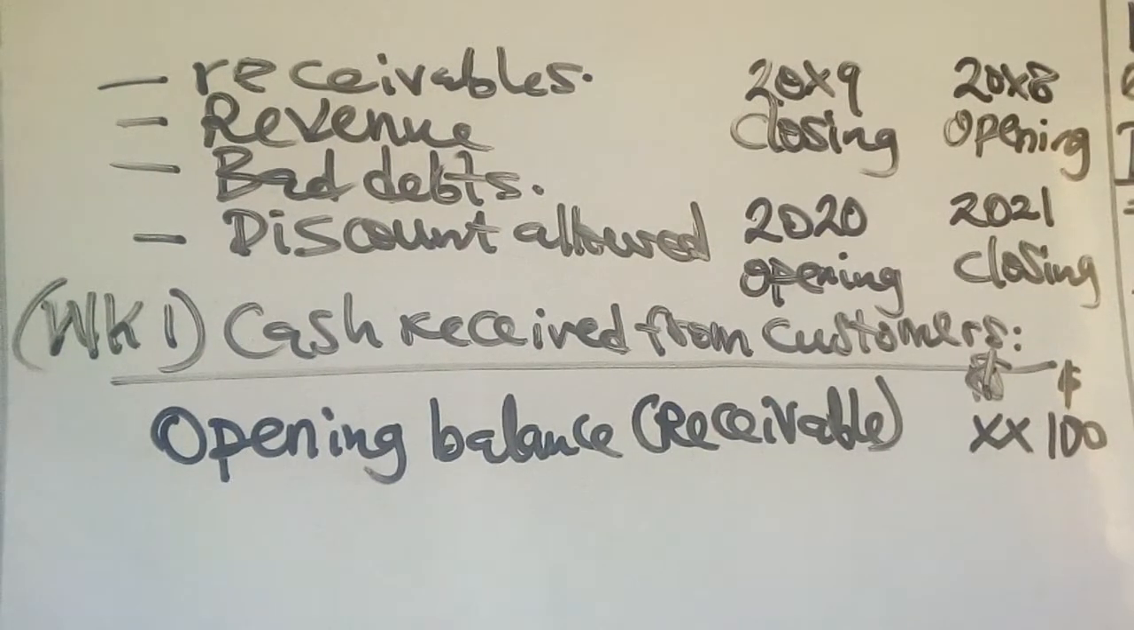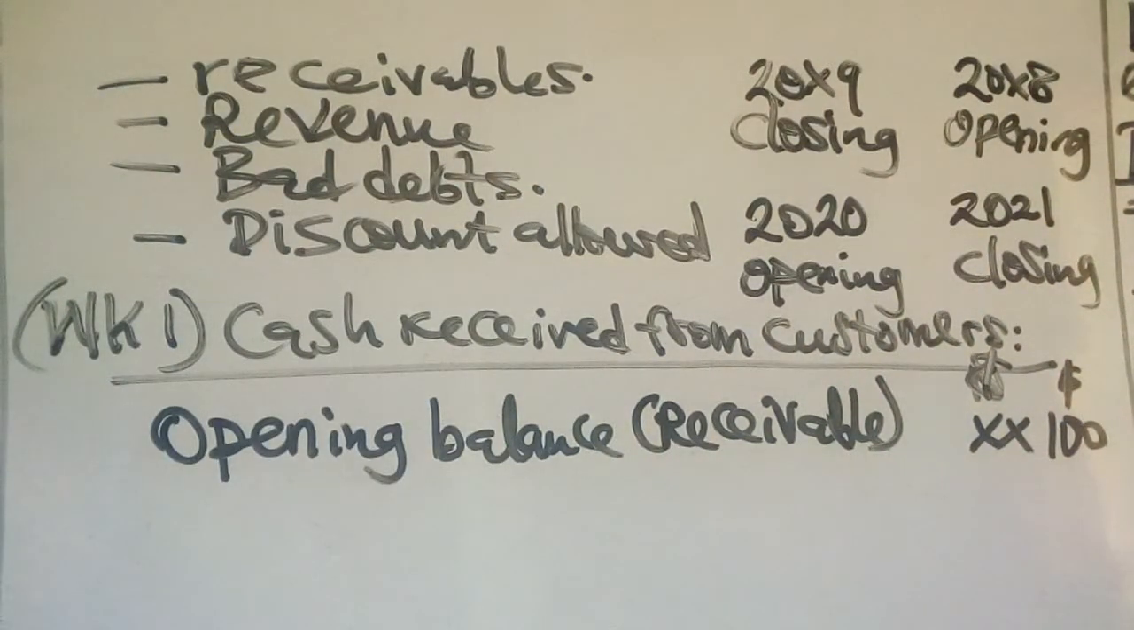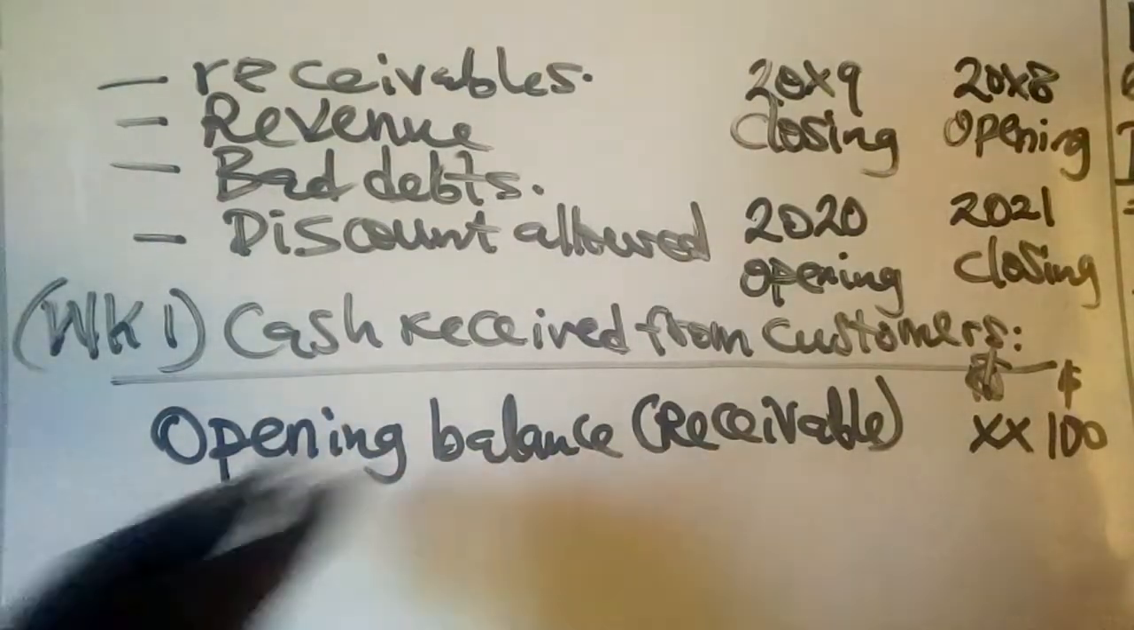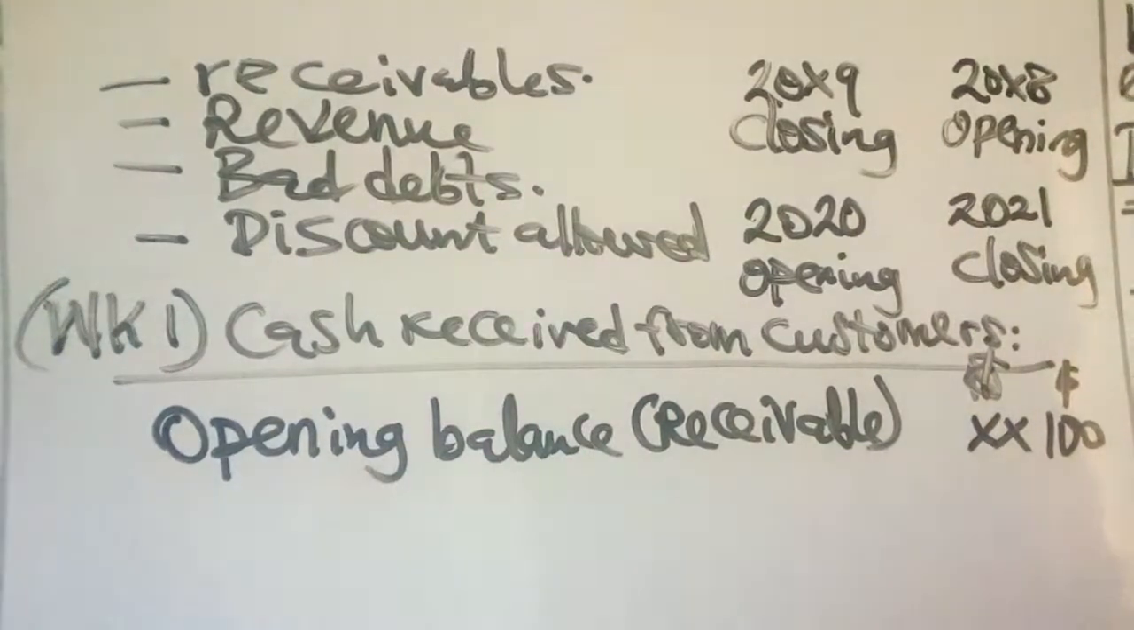We have an assumption in accounting that unless you are told it is cash, all transactions are assumed to be on credit. If they didn't put cash there, you know that it is on credit. Then you have to work to arrive at the cash because you want to prepare your statement of cash flows in line with the cash basis of accounting. So you have started with the opening balance, the amount your customers are owing you at the beginning of that trading period.